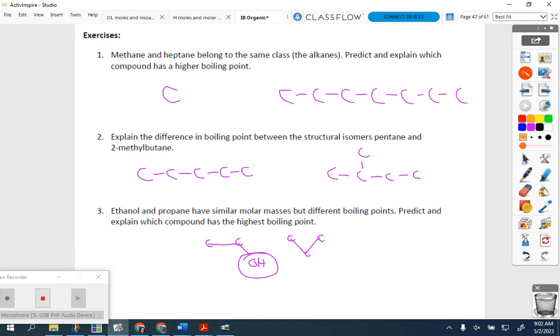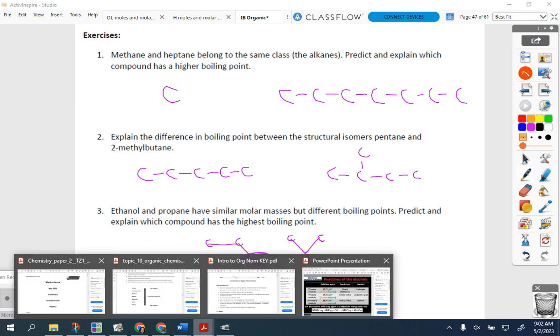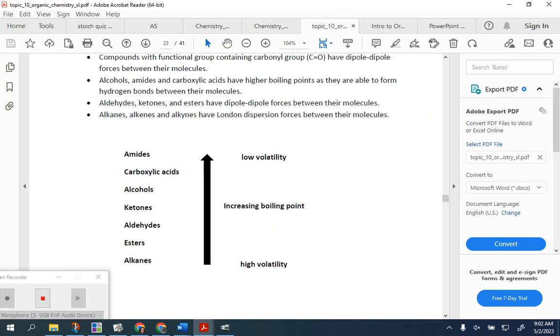And if you look, I meant to put this in a slide, but I did not. If you look on the previous page in your study guide, it gives a nice ranking of the boiling points of different functional groups. All right, and so at the bottom we have alkanes because those are completely nonpolar. There's a very slight polarity between carbon and hydrogen, but not enough to create anything more than dispersion forces.